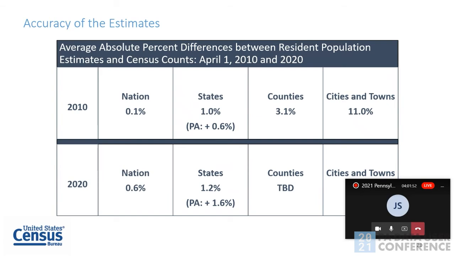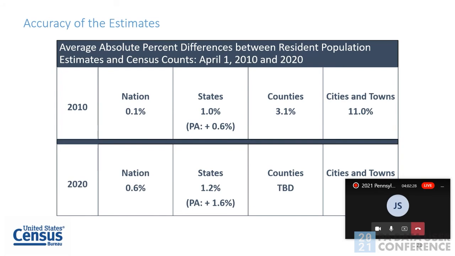We have a wide array of metrics that we use to help us understand the differences and evaluate our methodological decisions, and then also to draw conclusions about the quality of the estimates and look at ways that we can improve the estimates. Here, I've shown some estimates specifically for Pennsylvania, but I wanted to focus on the fact that the larger the area, typically the smaller the differences between the estimate and the census.